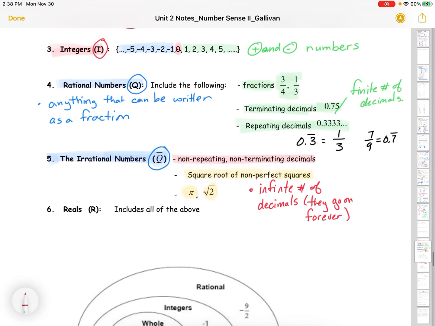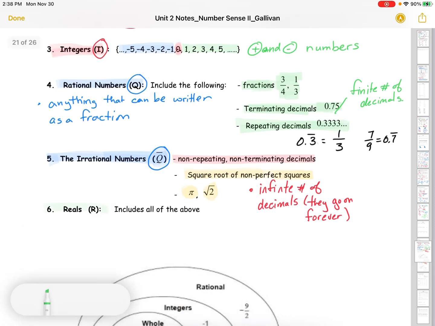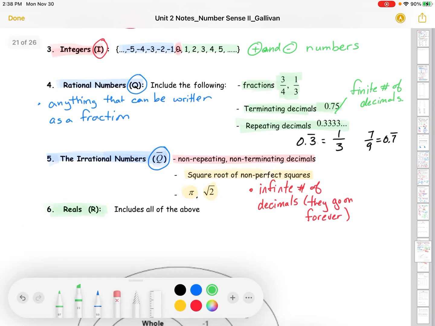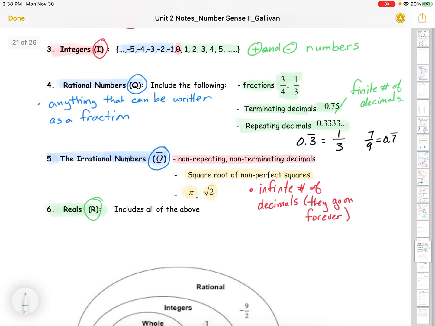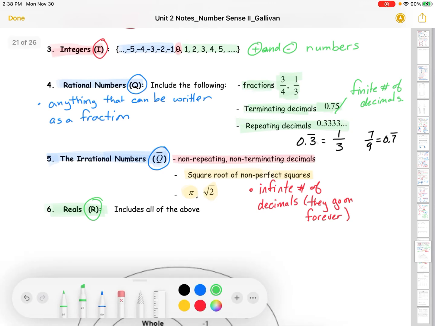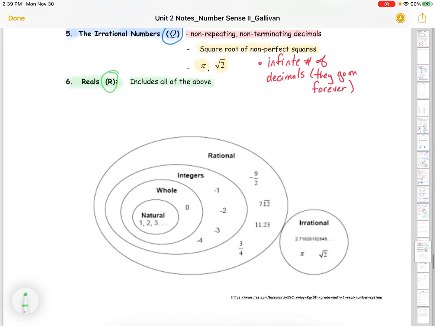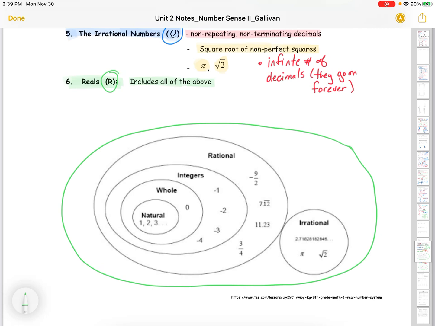Okay, now the real numbers, and this is why we couldn't use an R for rationals, real numbers includes everything, okay? So they're all included within the real numbers. So how does that look? So this whole big thing is all of our real numbers, okay?